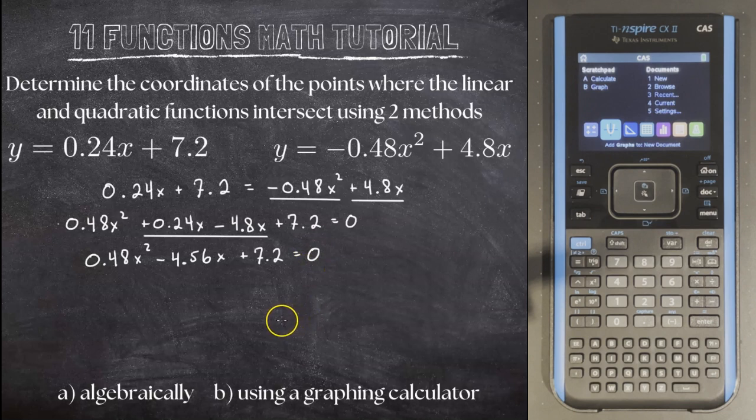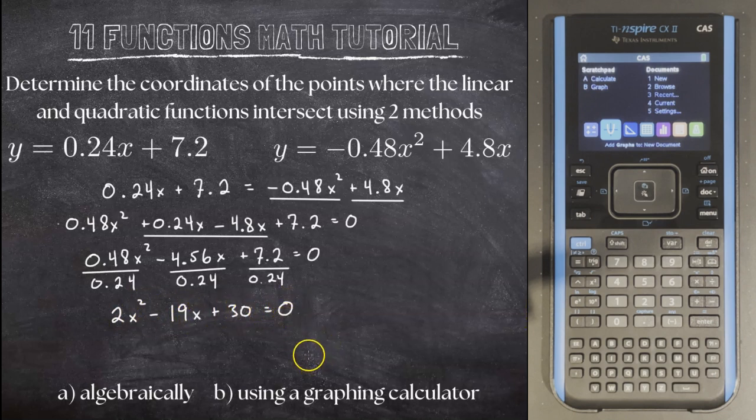Now at this point, a lot of students like to use the quadratic formula, and you can do that as we showed in our first example. But what we can also do is divide every term by 0.24. It's actually quite interesting how this worked out perfectly, because then it gives us 2x squared minus 19x plus 30 is equal to 0. Now that's not a simple trinomial, it's more of a complex trinomial because our a coefficient is 2 instead of 1.